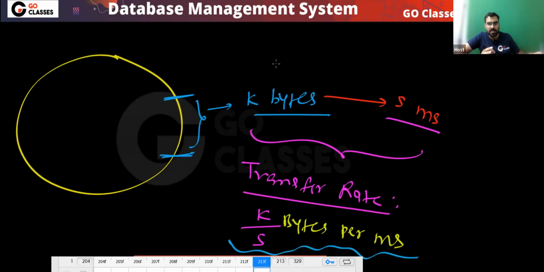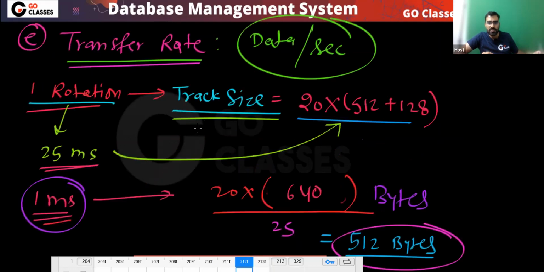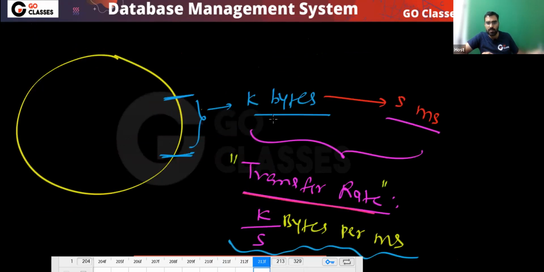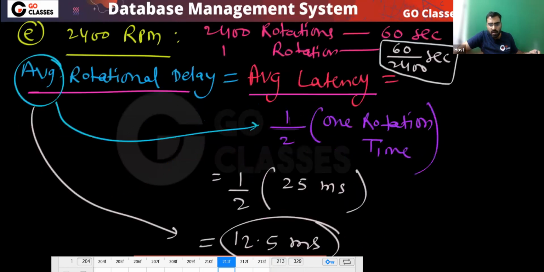Tell me, is this clear? Did you understand this concept? The transfer rate has nothing to do with the track, but we are taking the track size just so that our calculation becomes easy. Is this crystal clear? The transfer rate basically only says how much data you can transfer per second. The reason we take the track size, I told you, is that you can take any small part and calculate the transfer rate from it. Okay, now let's move on.